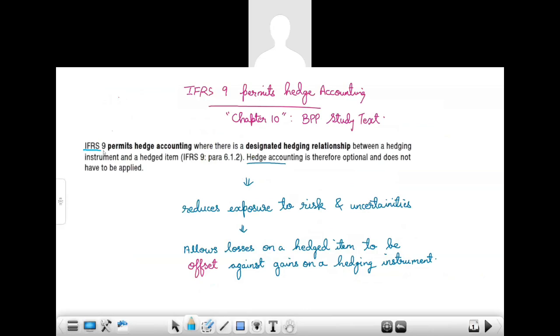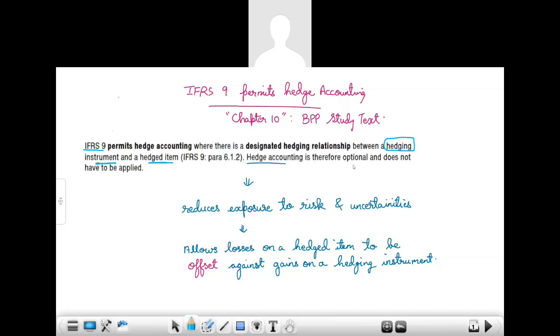IFRS 9, the Financial Instruments Standard, permits hedge accounting where there is a designated hedging relationship between a hedging instrument and a hedged item. We will read the definitions of hedging instrument and hedged item. So whenever there is an identifiable, established relationship between hedging instrument and hedged item, IFRS 9 permits hedge accounting, and we can go ahead and record it.